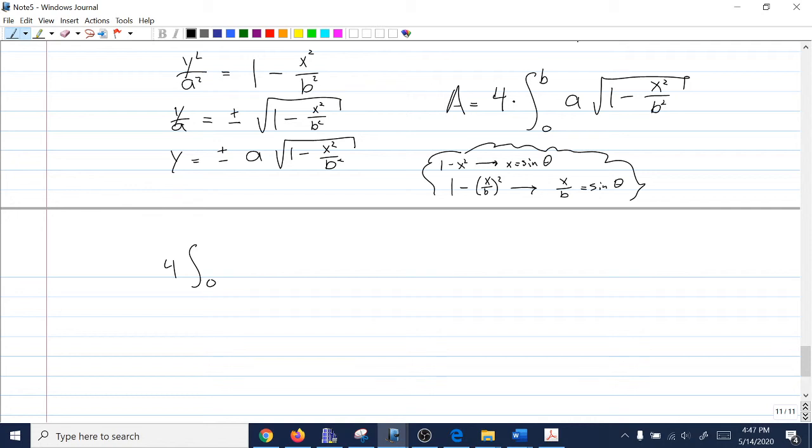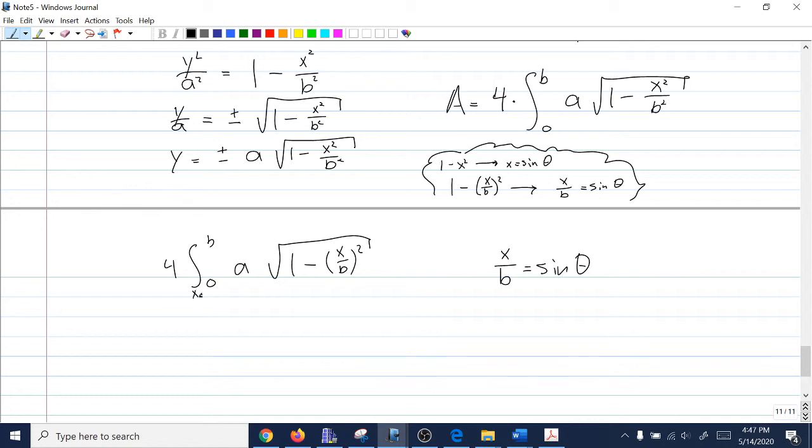I want 4 integral 0 to b, a root 1 minus x over b squared. I'm doing the substitution, x over b equals sine theta. Just like with a trig substitution is a version of a substitution. I guess I never said that up front. This is just a particularly tricky substitution, but it's still just a substitution. And just like we talked about on the first day, when I do a substitution, I need to change the bounds of integration.